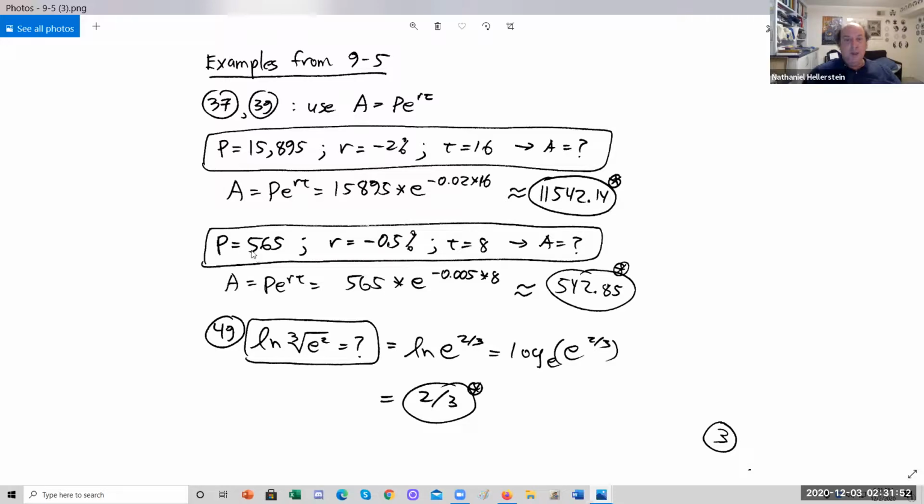Here we have P equals 565 at an interest rate of -0.5% for 8 years. What's A? 565 times e to the -0.005 times 8 equals, calculator, 542.85. Here we have the natural log of the cube root of e squared. Well, the cube root of a square is a 2/3 power. This is natural log of e to the 2/3 power. Natural log is log base e. So log base e and exponential base e cancel, and we're just left with 2/3.